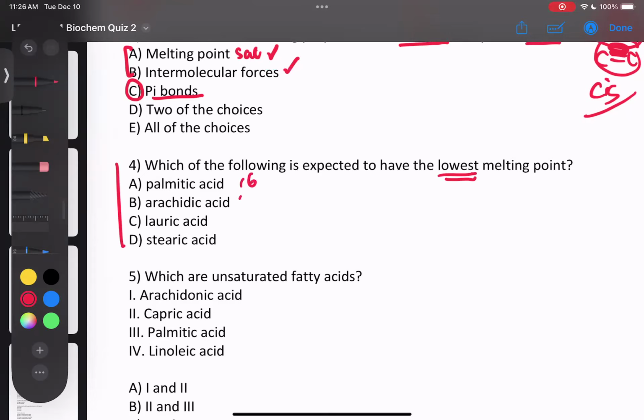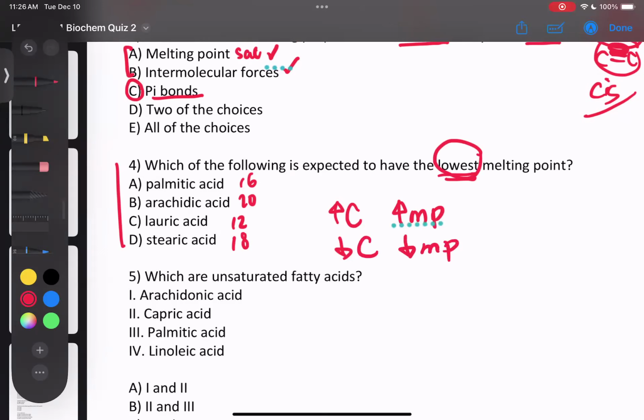And here is where your memorizing of carbons comes in, right? Because we know that the higher the carbons, the higher the melting point. Conversely, the lowest carbons have the lowest melting point. So we're looking for the lowest carbons, which is 12, right? That makes lauric the one in the list with the lowest.